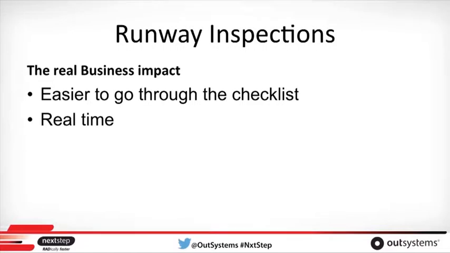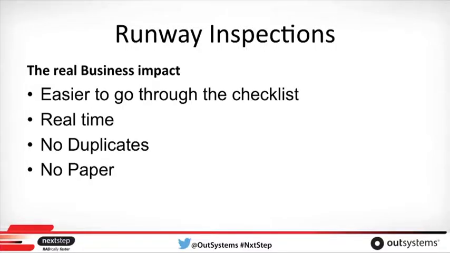In terms of business impacts, it's very interesting, and this was kind of a side effect. They were trying to solve the fact that they had a lot of duplicates, and this was the main issue. But with this, they also solved another one, which is they now have real-time alerts about the issues that were found. It also made the personnel doing the inspections much faster and much more accurate when going through the checklist. And of course, no paper, with all of the benefits that brings.